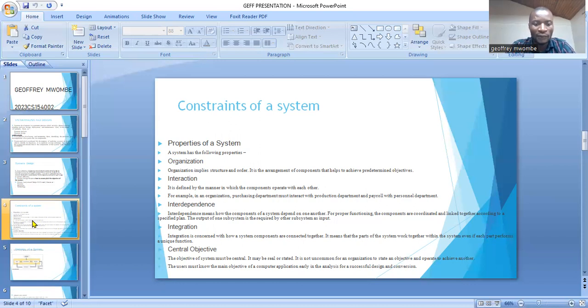Central objective. After integrating, you move to the central objective of the system. The system must be centralized. It may be real or stated. It is not uncommon for an organization to state an objective and operate to achieve another objective. The users must know the main objective of a computer application early in the analysis for a successful design and conversation.